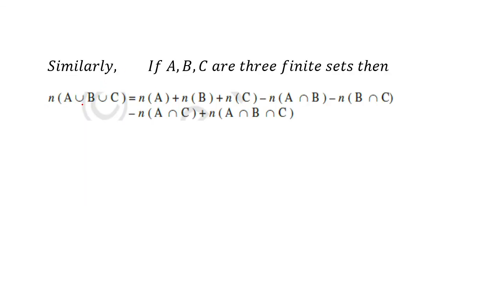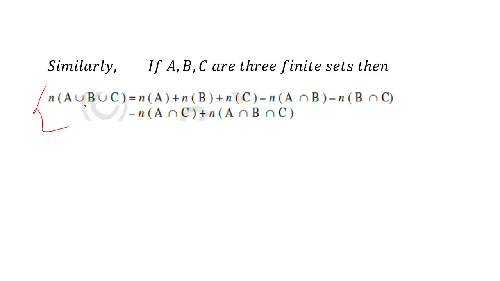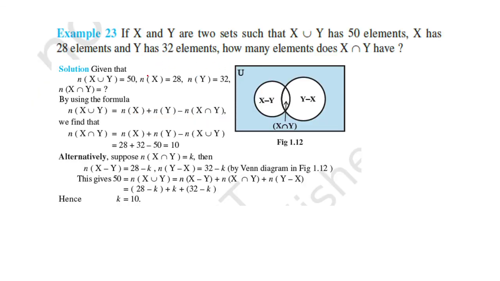Another formula is here. You can see this formula. This is for three sets. This was for two sets, A union B. This is for three sets, A union B union C. So like this. Next, you are given a problem.